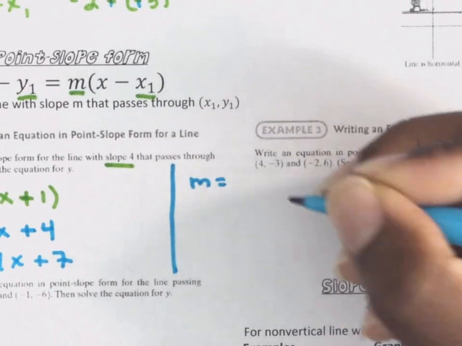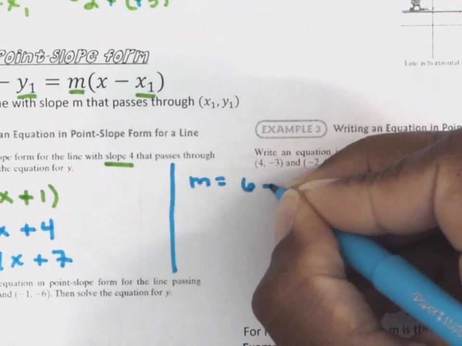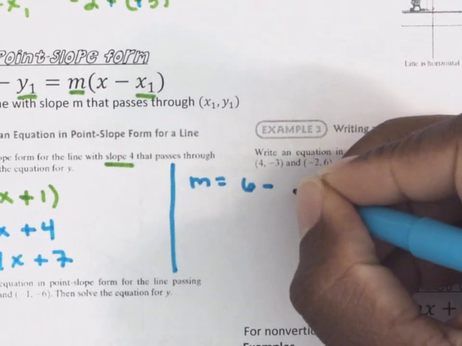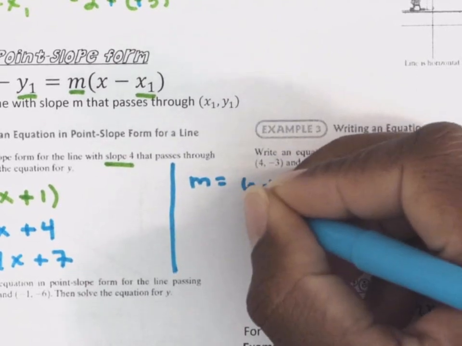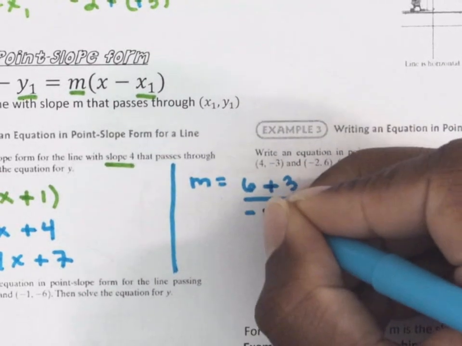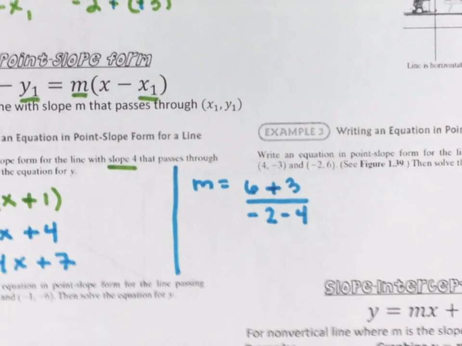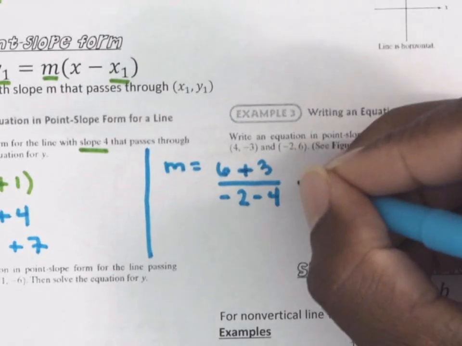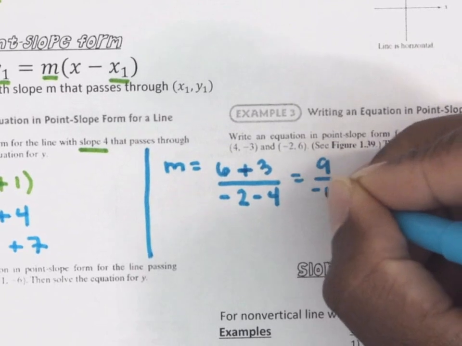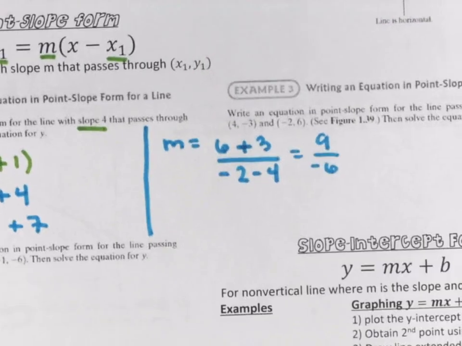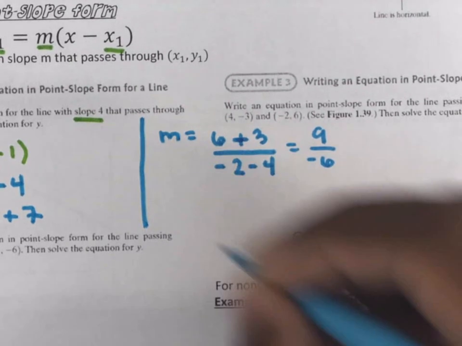Rise over run. Y2, 6, minus what? Can I go ahead and do 6 plus 3? All right. Over negative 2 minus 4. What's the top result? 9. What's the bottom result? Negative 6. Can I reduce this? What's it reduced to? 3 over negative 2. Good job.